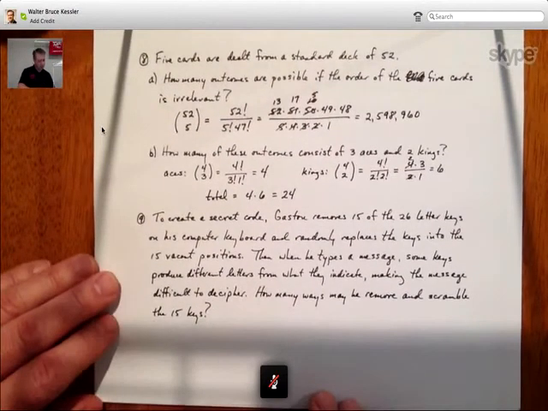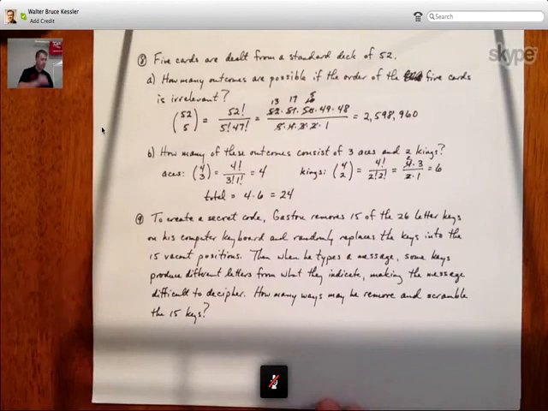All right, let's do problem 9 now. To create a secret code, Gaston removes 15 of the 26 letter keys on his keyboard and randomly replaces the keys into the 15 vacant positions. Then when he types a message using the new key positions, some keys produce a different letter from what they indicate, making the message difficult to decipher.